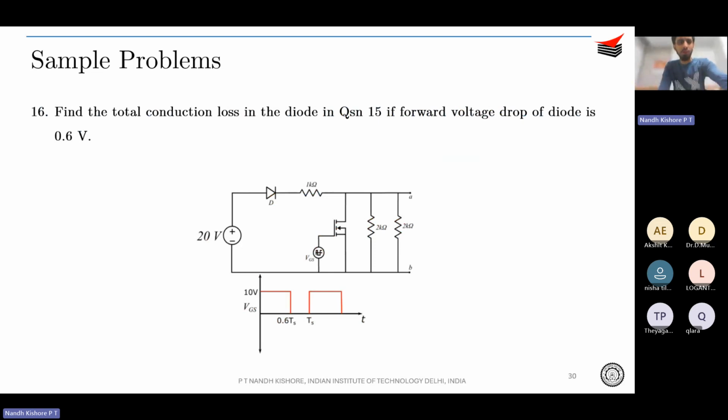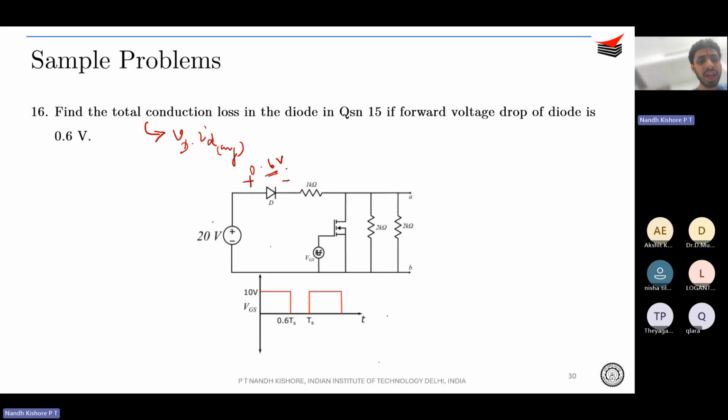Find the total conduction loss in the diode in question 15 if the forward voltage drop of the diode is 0.6 volt. So now they are telling that the diode has a drop of 0.6 volt. Find the total conduction loss in the diode. So what is the conduction loss of the diode? VD into ID average. This is something we saw when we were doing diode problems, right? So conduction loss will be VD into ID average. VD is 0.6. We need to find out what is ID average.